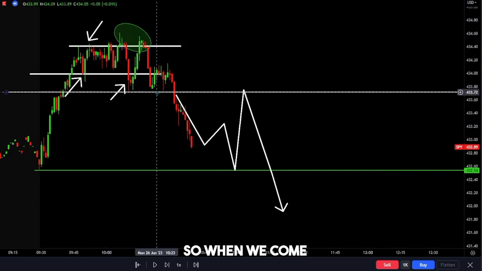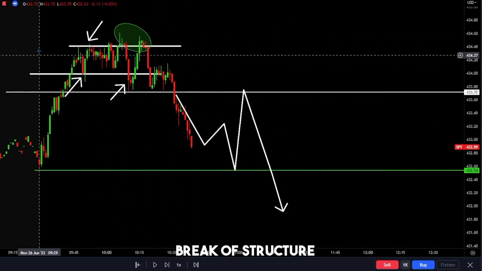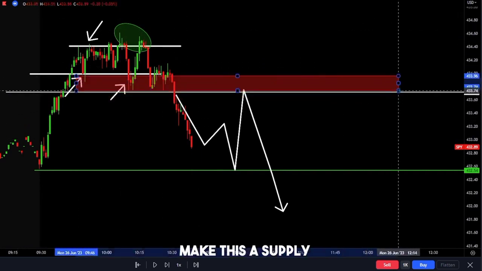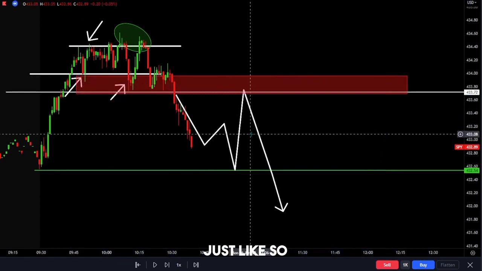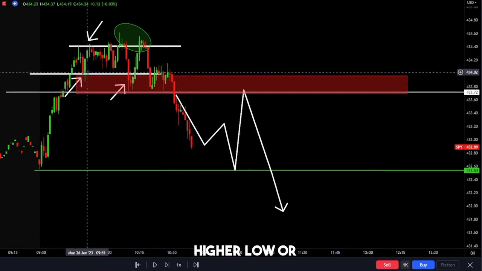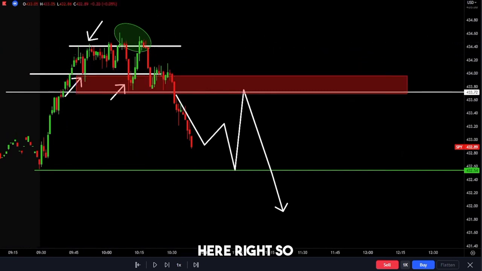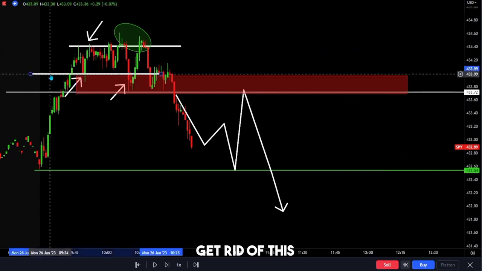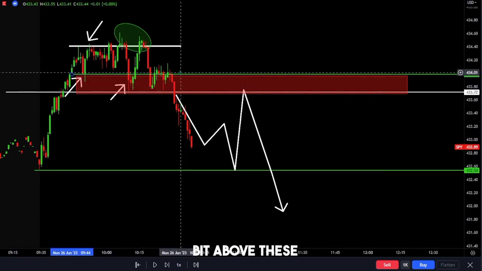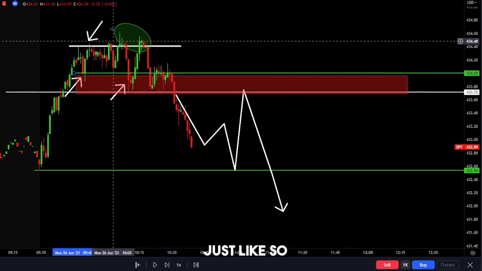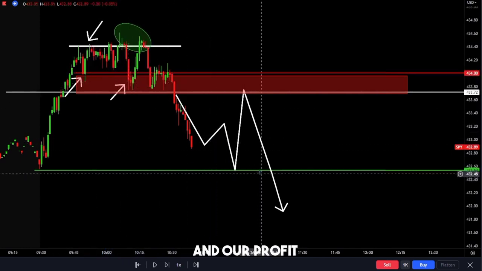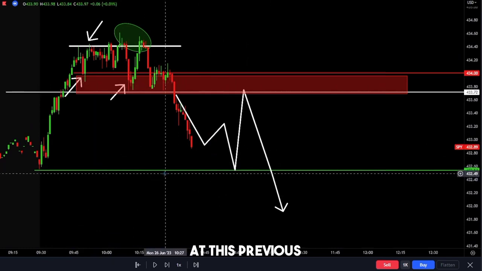So when we come back down, right, where's the break of structure and where's change of character? So when we're looking at this zone, we can actually make this a supply zone as well, just like so. And a break of structure would occur when we break this previous higher low or this pivot level here, right? So we're going to get rid of this, and our stop loss, if we were to enter this trade, would be a little bit above these previous candles, just like so. And this would be our stop loss a little bit above our previous supply zone, and our profit target would be at this previous low.